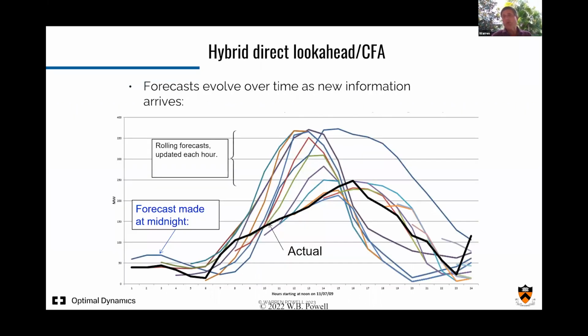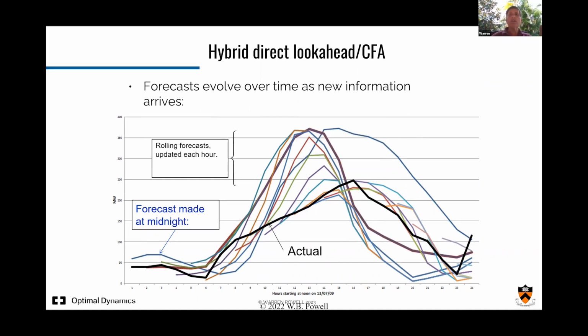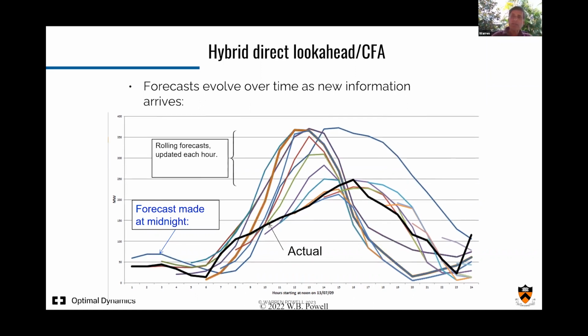Now, this is real world data. This is 24 hours of wind. The black is the actual energy from the wind farms. And that line I just highlighted is a 24-hour forecast starting at midnight. And all the other lines are the updated forecasts as we step forward in time. And you can see they change quite a bit. Wind is really hard to forecast. So you have these rolling forecasts, huge errors.